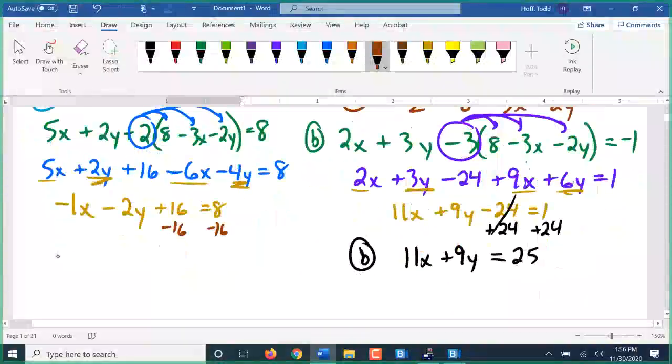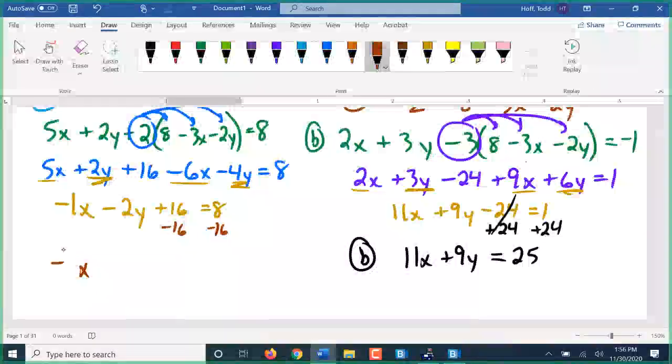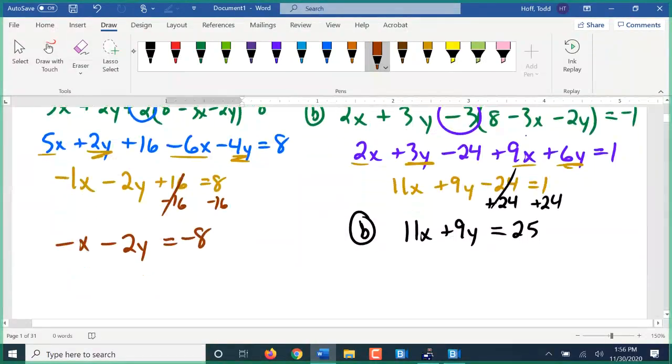So I have the negative 1x, or negative x, if I want to just leave it that way. Let's just do that, negative x, minus 2y. I subtracted the 16, so that's gone. 8 minus 16 is negative 8. This whole equation here is negative right now.